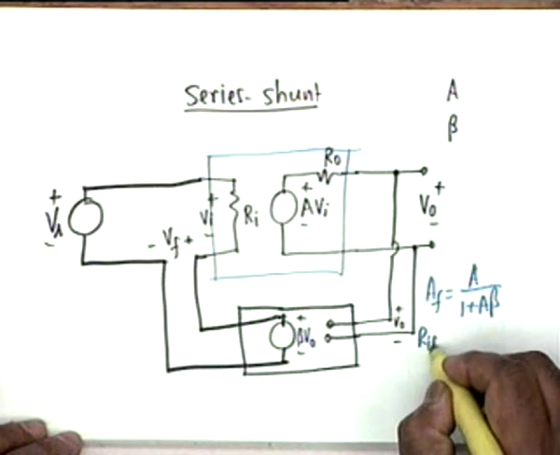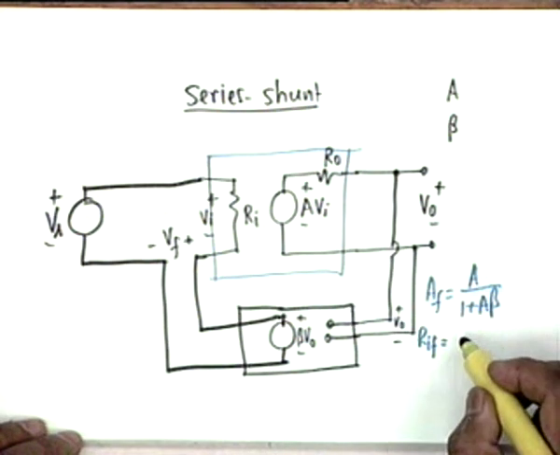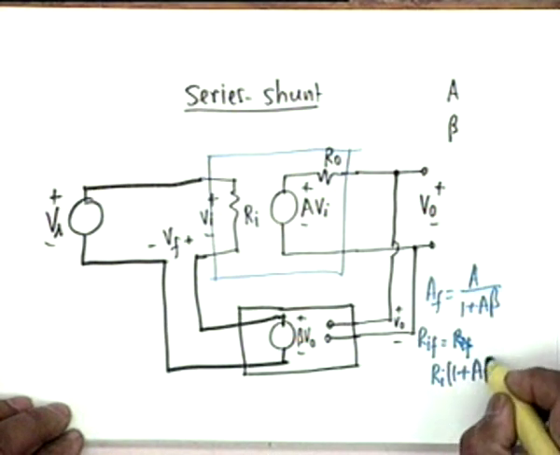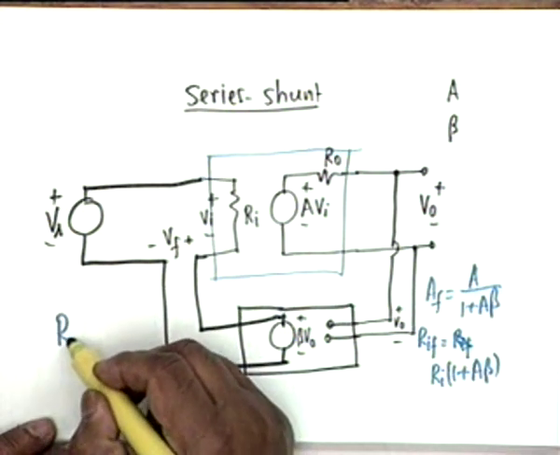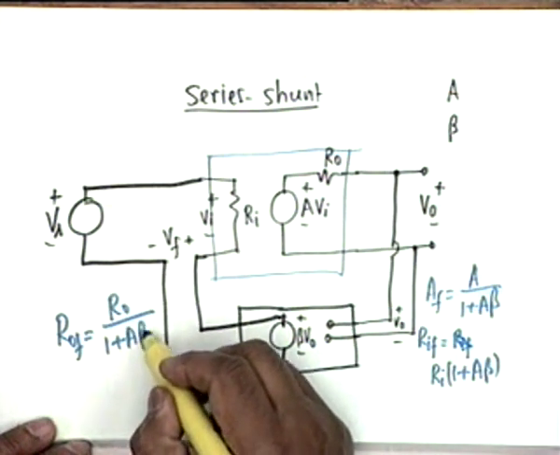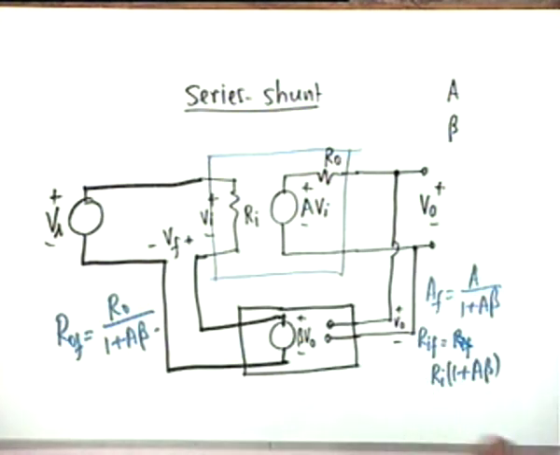There is no problem in identifying the A and beta circuit. The Rif, would it be increased or decreased? Series connection, therefore, increased: Ri times 1 plus A beta. And the output would be decreased, so Ro divided by 1 plus A beta. If the circuit is like this, it is wonderful. There is no effort needed.